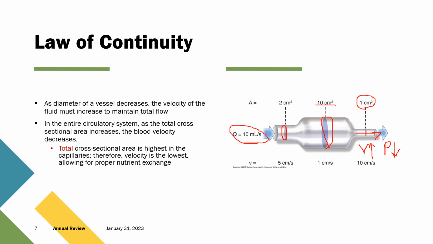Now, this gets a little bit confusing when we look at the vascular system of the body. So if we were to look at a body, we might say, okay, the heart is basically our pump, and we have a large aorta coming out. That would be my large area of flow, kind of correlates to this area, this particular tube.